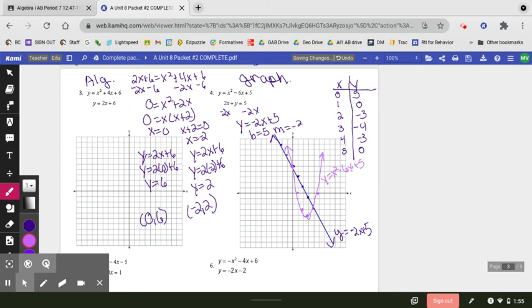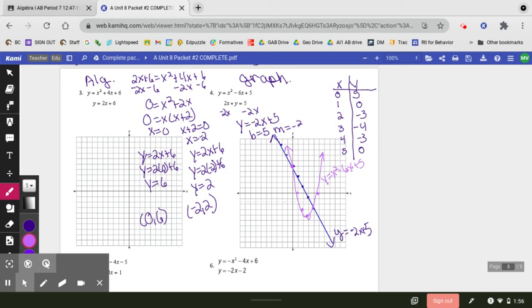Okay, so my first one, number 3, I did algebraically. So I substituted 2x plus 6 in for y. I then subtracted 2x and 6 from both sides, which gave me 0 equals x squared plus 2x. I factor x squared plus 2x by taking out the common factor of x. So it's x times (x plus 2). I set each equal to 0. I solve, which gives me x equals 0 and x equals -2.